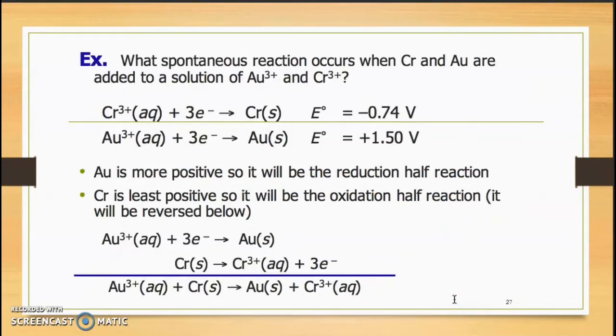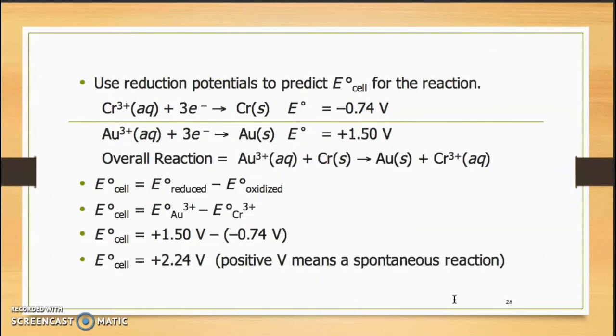This is another example to identify whether the reaction is spontaneous or non-spontaneous. So you need to calculate the standard cell potential. The answer is positive 2.24 volt, meaning that this positive voltage means a spontaneous reaction.